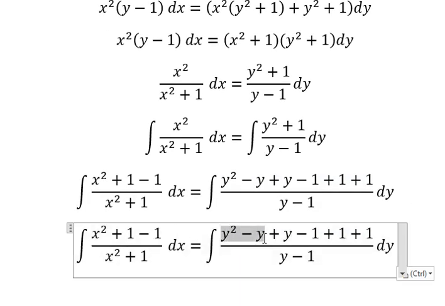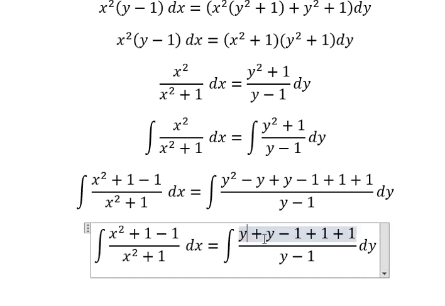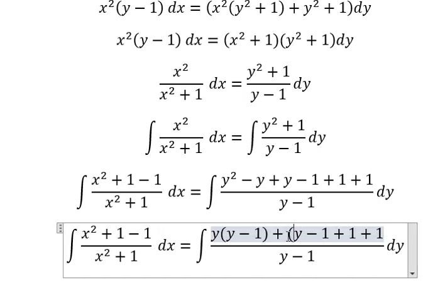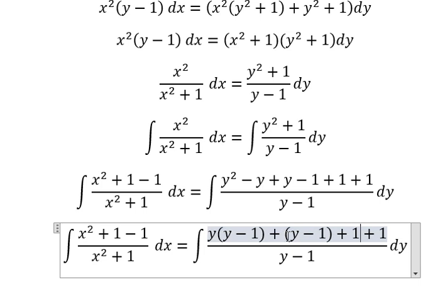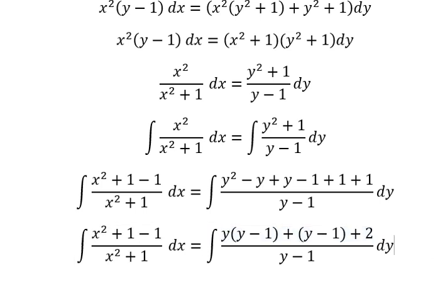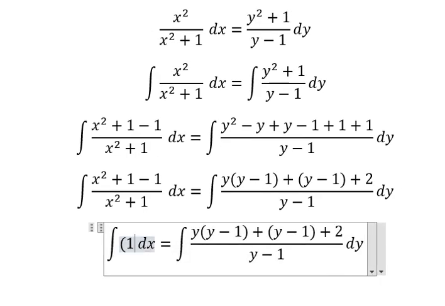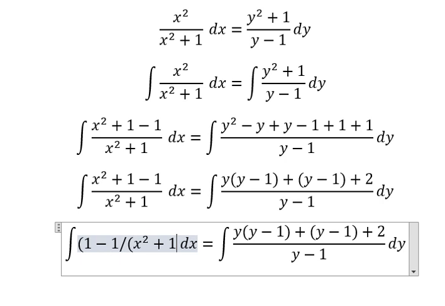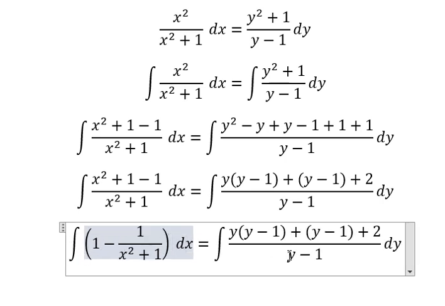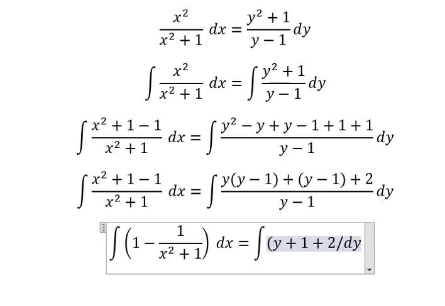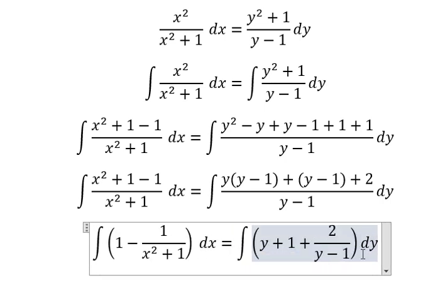So this one we can do factorization by y. This one we have y minus number 1. 1 plus 1 we have number 2. So this one divided by this one we have number 1. This one divided by this one. And now we have y plus 1 plus number 2 over y minus number 1.